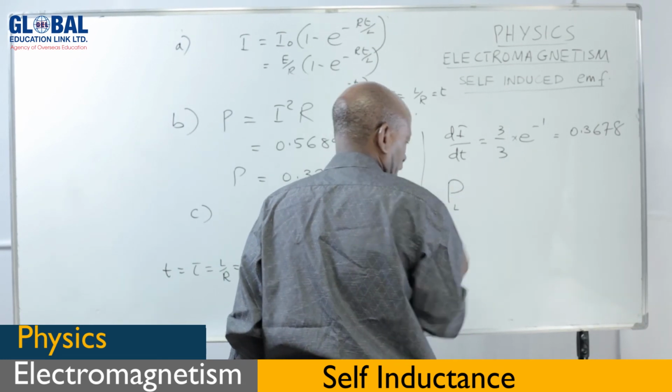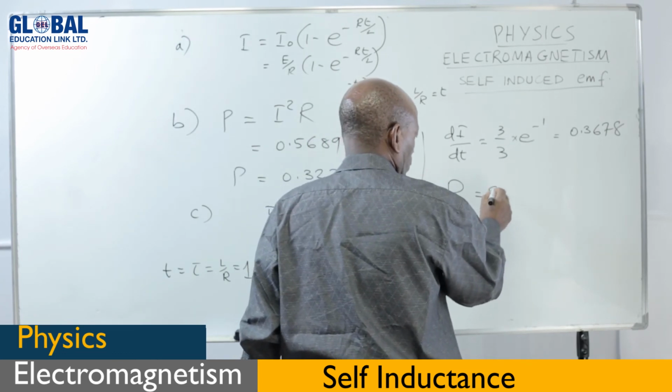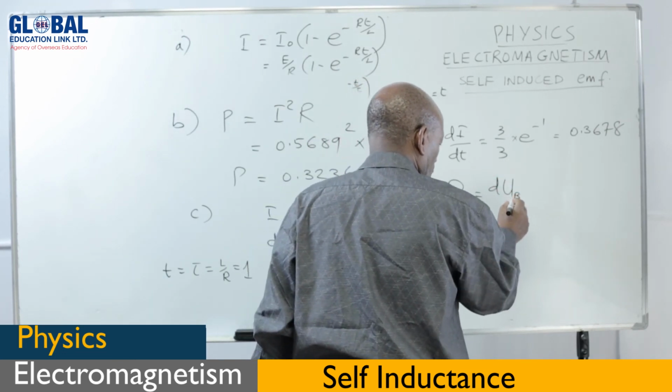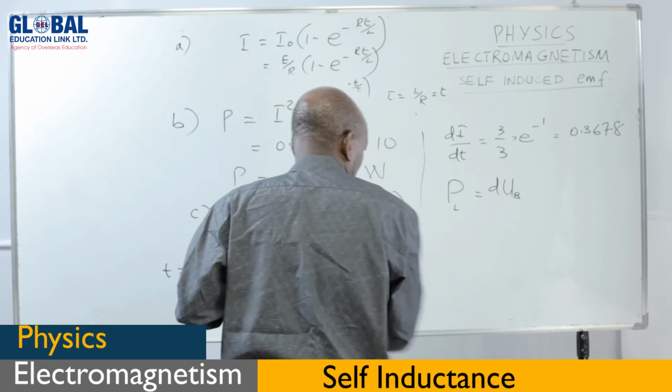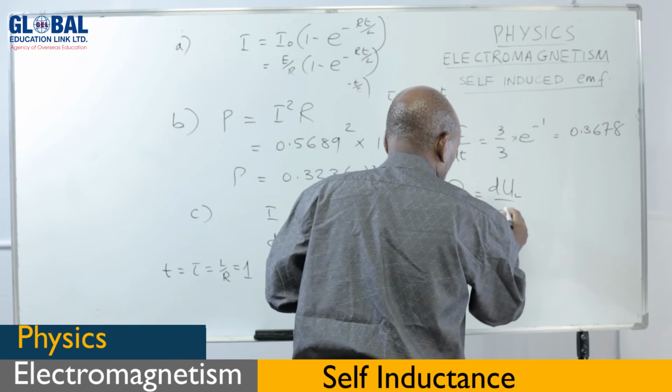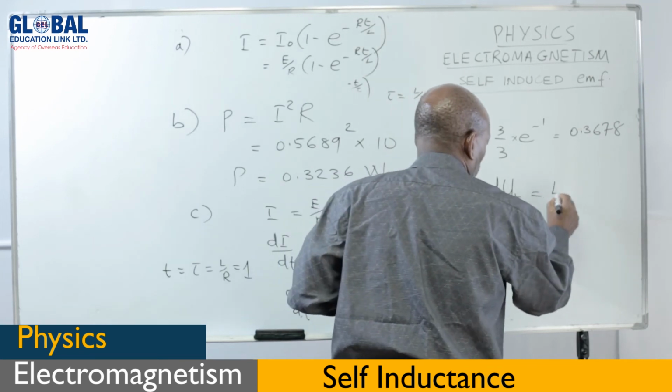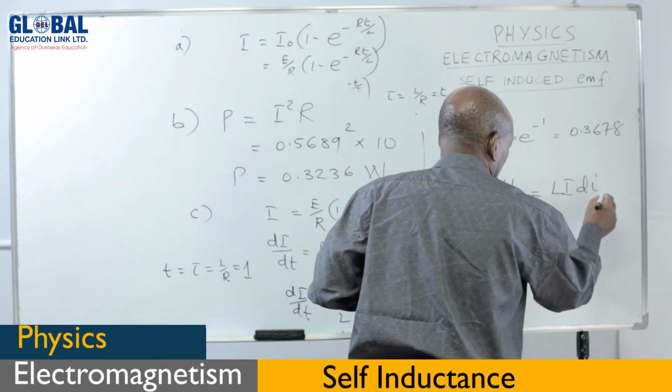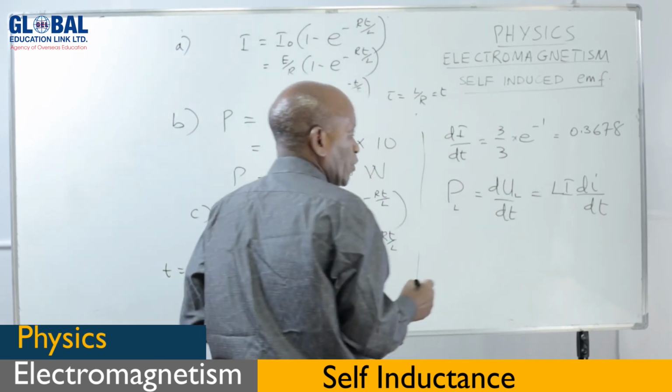Let me put it L. This is just equal to dU, the energy that is stored in an inductor. Let me call it dU_L/dt. Actually, this is equal to L i di/dt. And we can obtain this.